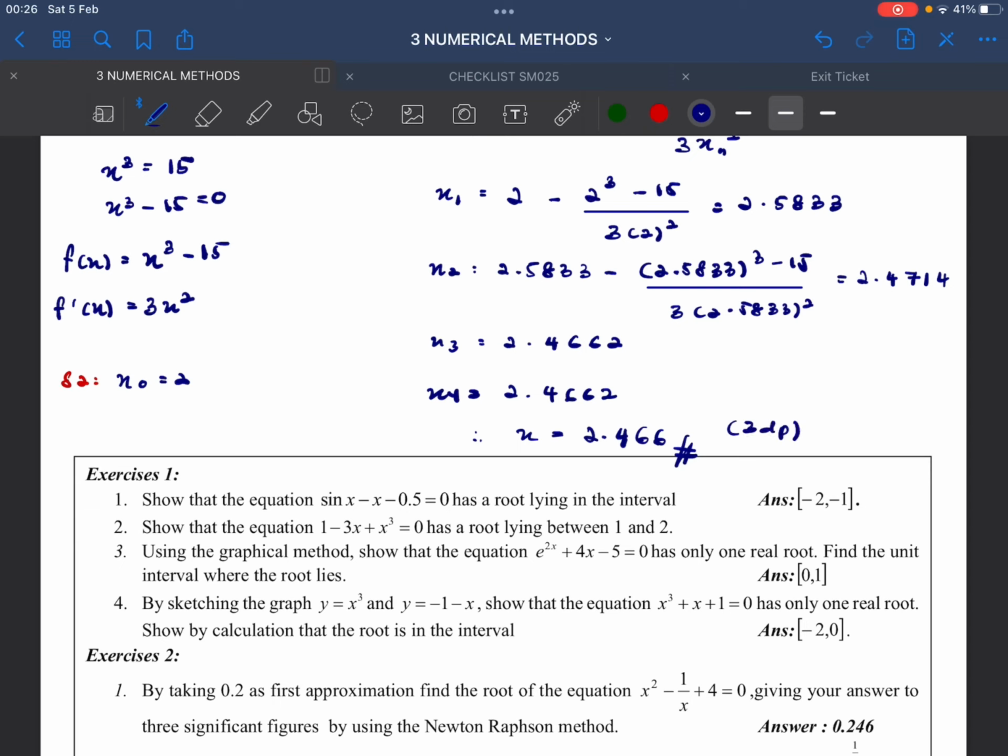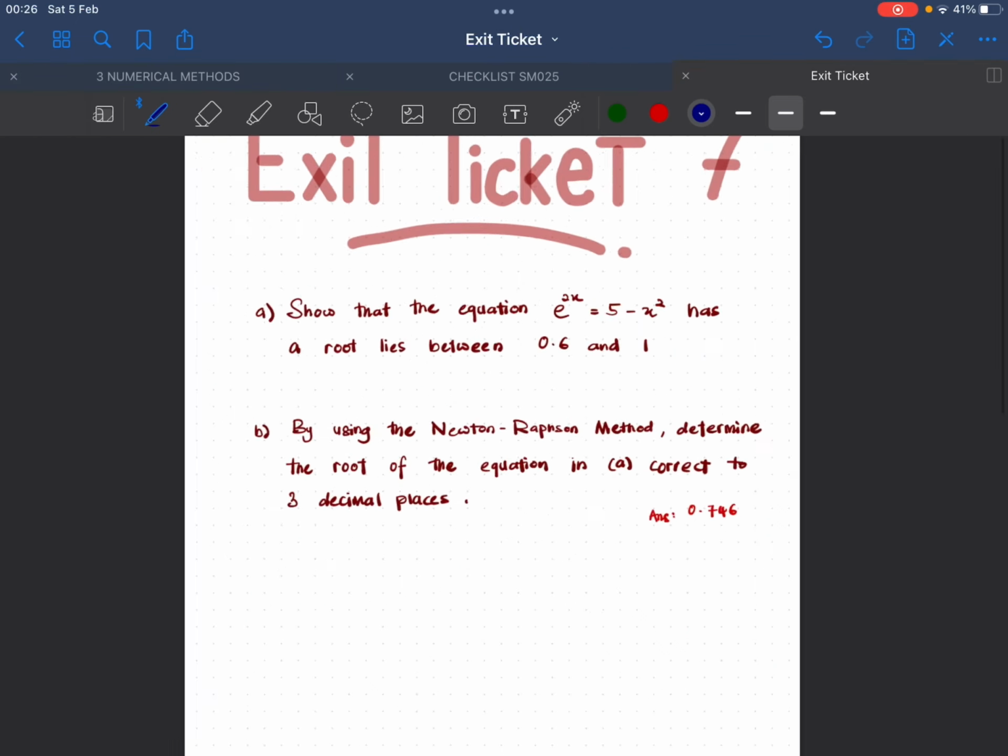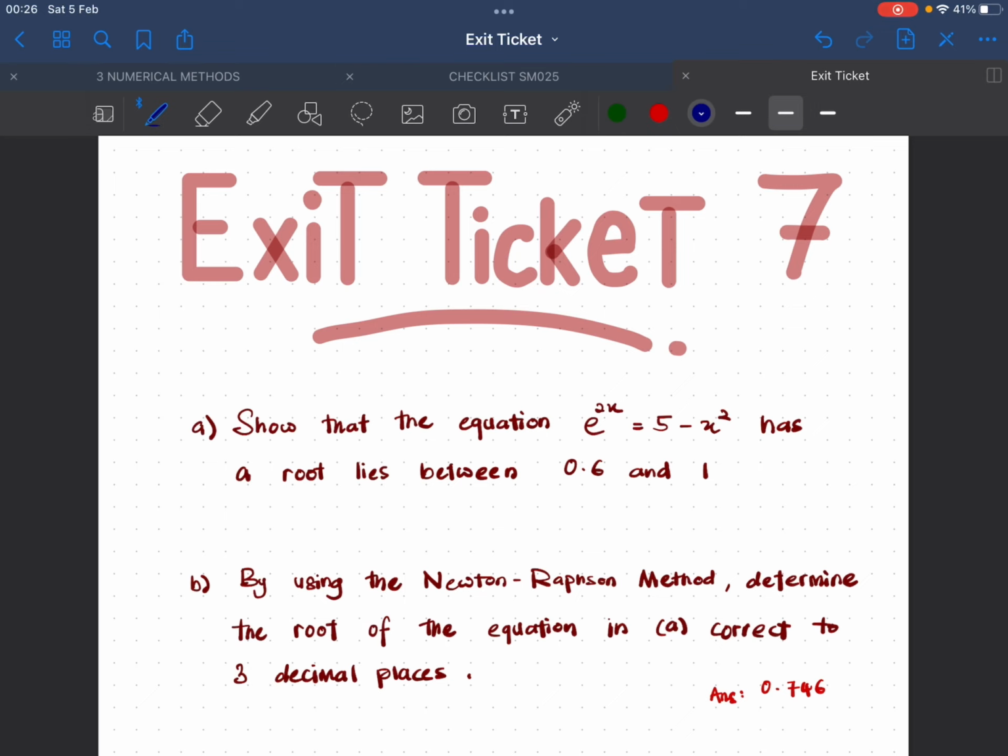Okay, so that's the Newton-Raphson method. So this is your exit ticket for this subtopic.